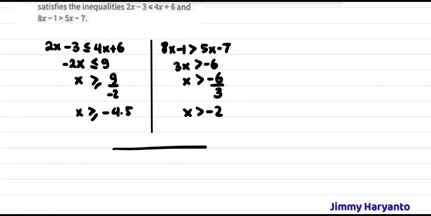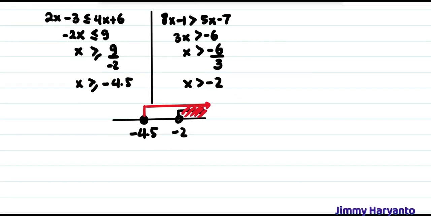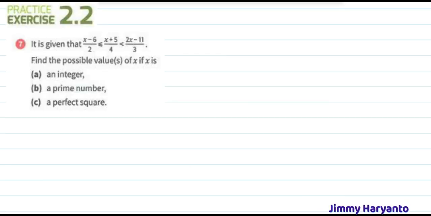Okay, I will create the number line to help me decide the solutions, yeah. Negative 4.5 is right here, negative 2 is right there. Negative 2 goes to the right because it's greater than, and negative 4.5 also goes to the right side. That means this one is the overlap area, and that also means the solution is x greater than negative 2. And then the next one is question 7.